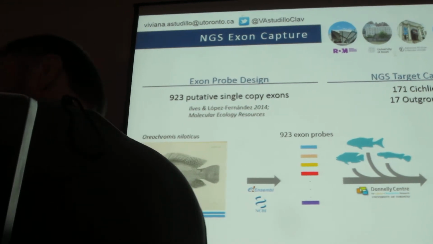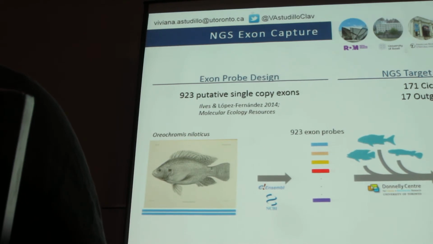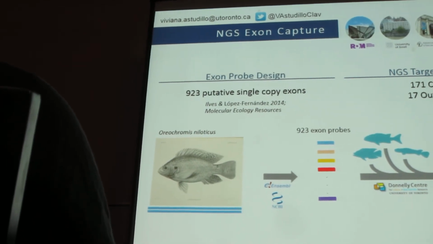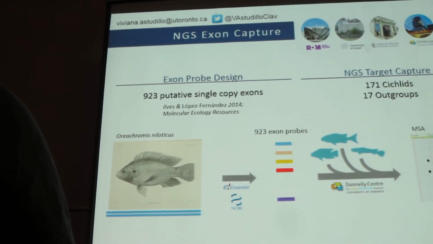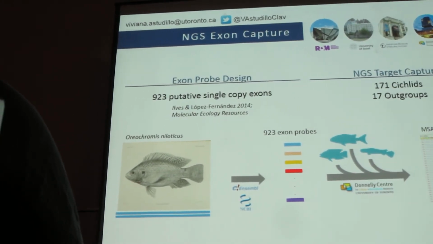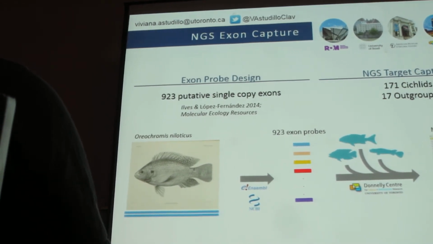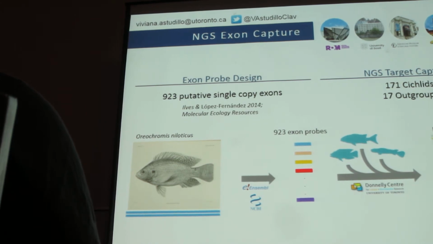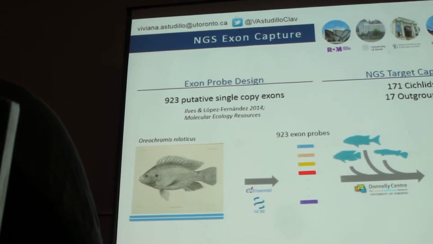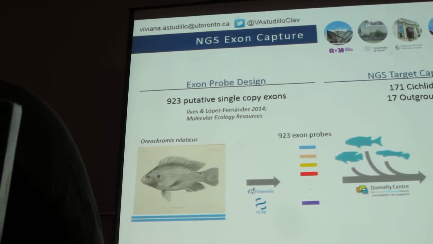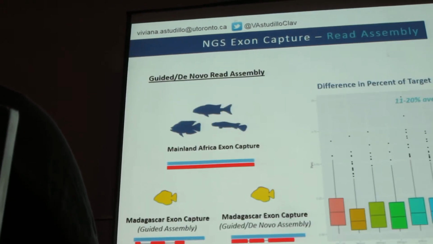I'm not going to go into any amount of detail on my method for lack of time, but I'm happy to talk about it at some point during the conference, or I've also got my contact info on the next slide. But essentially what we did is we took 923 single copy exon probes, and we used next generation sequencing to capture successfully 588 exons for 188 taxa. That amounts to 171 cichlid species and 17 outgroups, and those 171 cichlid species include almost all of the genera of riverine cichlids and small lake cichlids, including those from crater lakes and other small lakes.